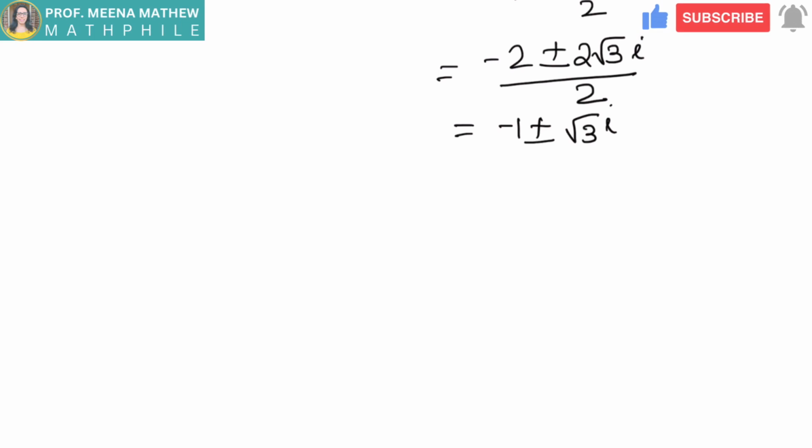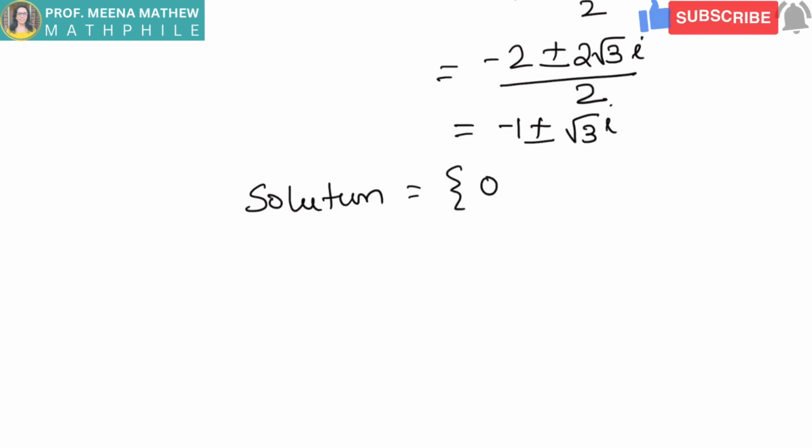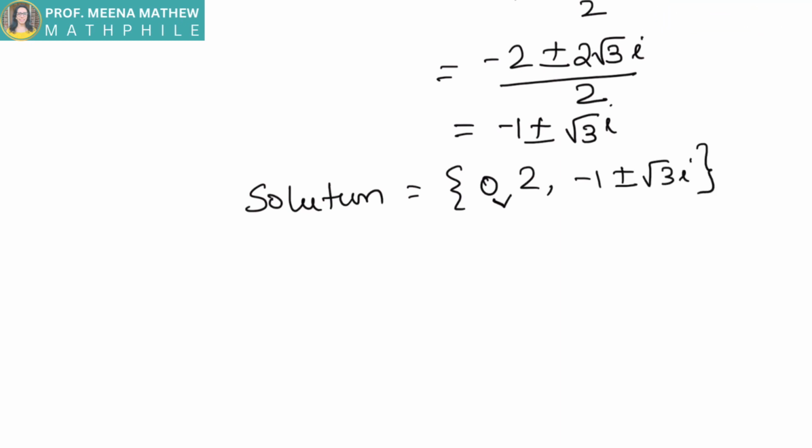So we have the solutions: zero, 2 and negative 1, positive or negative root 3 i. That's how we can solve this particular question.